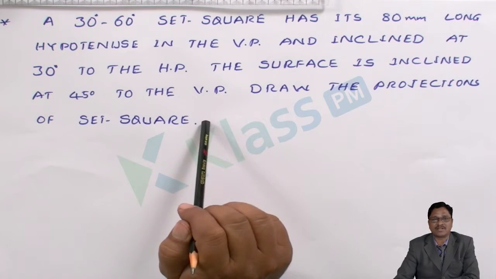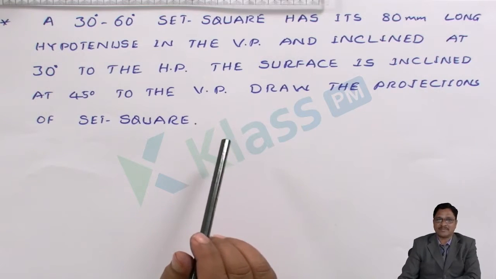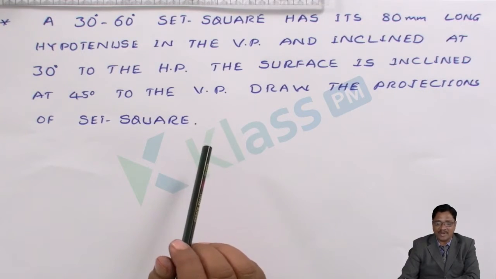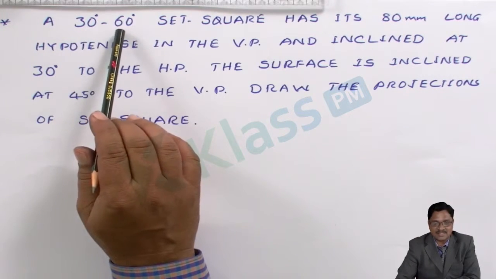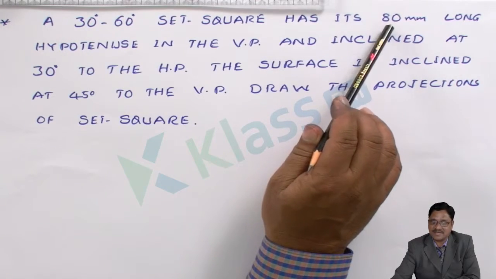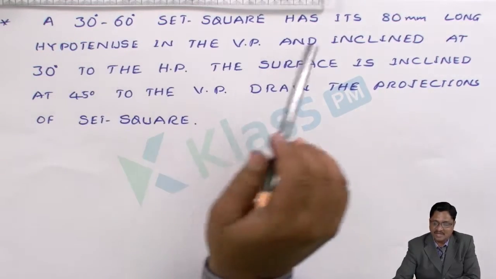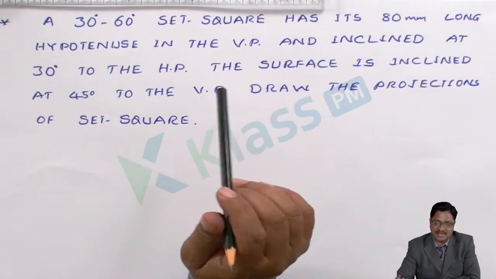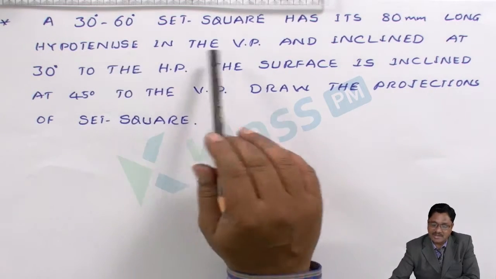So set square means what, the form of the set square. Generally it is a triangular shape. In the triangular shape, what information is given for the construction of the plane: two side angles. One side edge is 30 degrees, the other side is 60 degrees, and one of the sides, the longest side in the set square, is also given as 8 mm. With this we are able to construct a set square perfectly, that is a triangle, and conditions are given. The longest side, which is the hypotenuse, is in the VP.